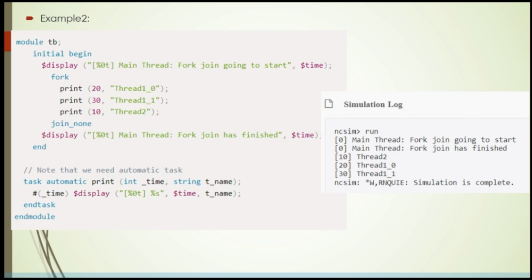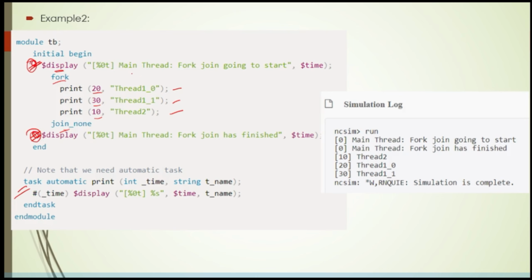Let us discuss one more example. Here, the same example, I'm writing a task and calling the task here. Now I have taken fork join none. Before fork join I have written one display statement, and after fork join none I have written another display statement. In the fork join none, every thread has some delay. These will be executed parallelly along with these statements, because both display statements don't have any delay. That means both of them will be executed at 0 time delay only.